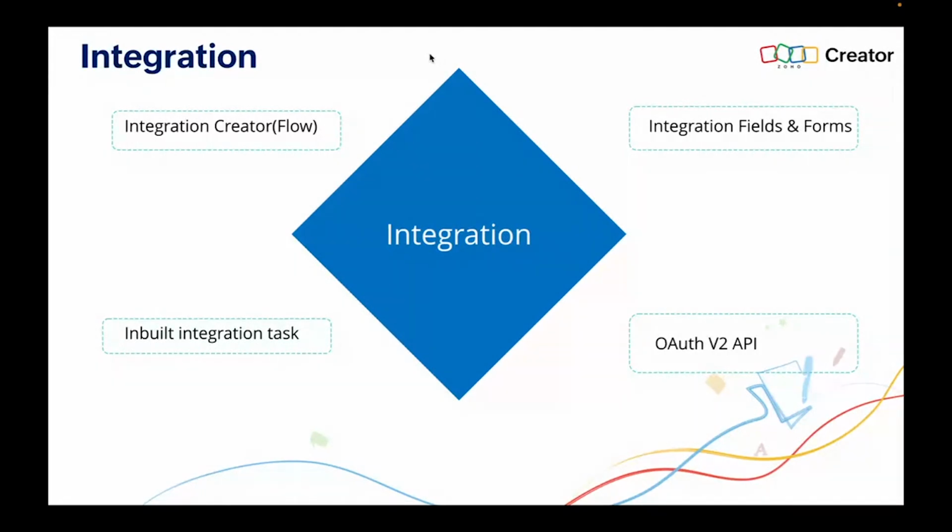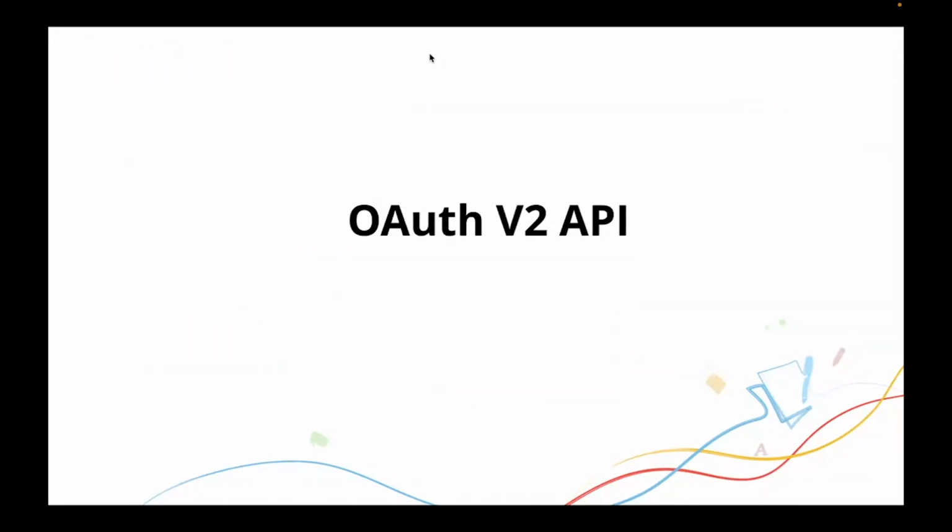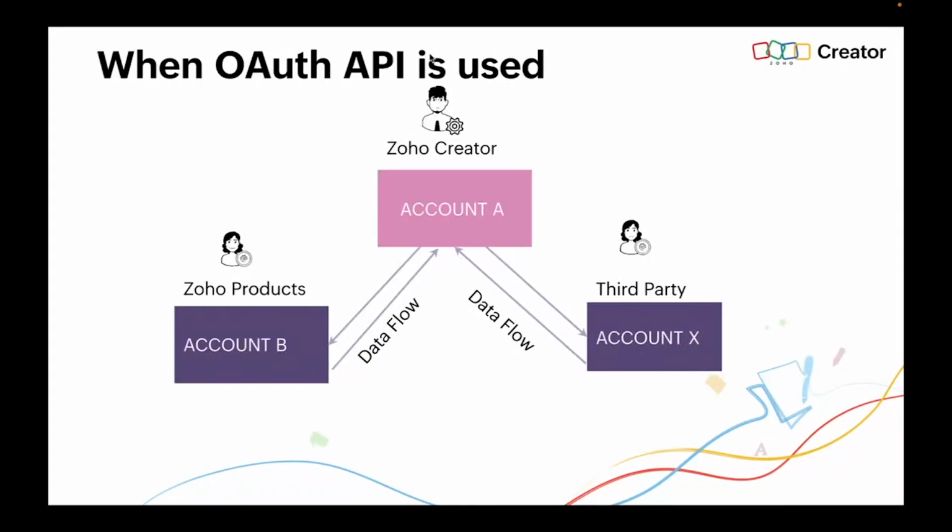Coming to the OAuth V2 API. If you want the data flow to happen between two different accounts or to a third-party application, then we go for OAuth V2 API. So let's take two different products. One is Zoho Creator, and Zoho Creator is in account A. And let's take another Zoho product. It could be Zoho CRM or Zoho People, Zoho Books, etc., which we are taking to be account B.